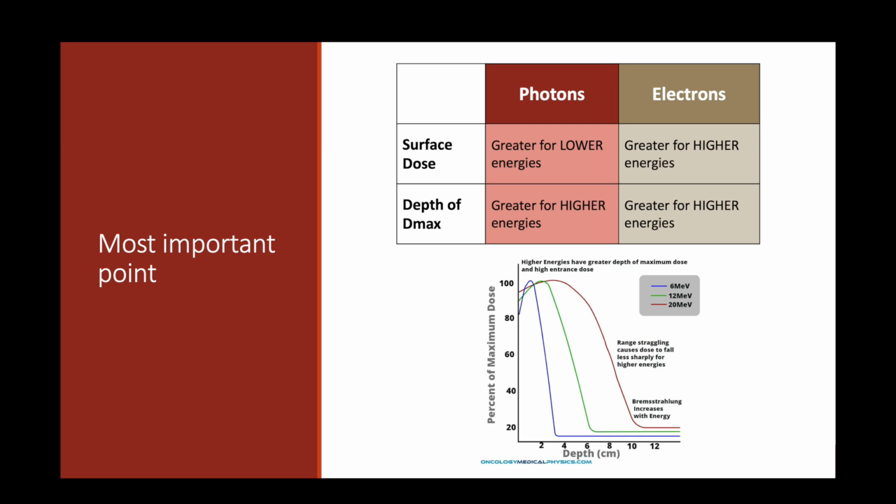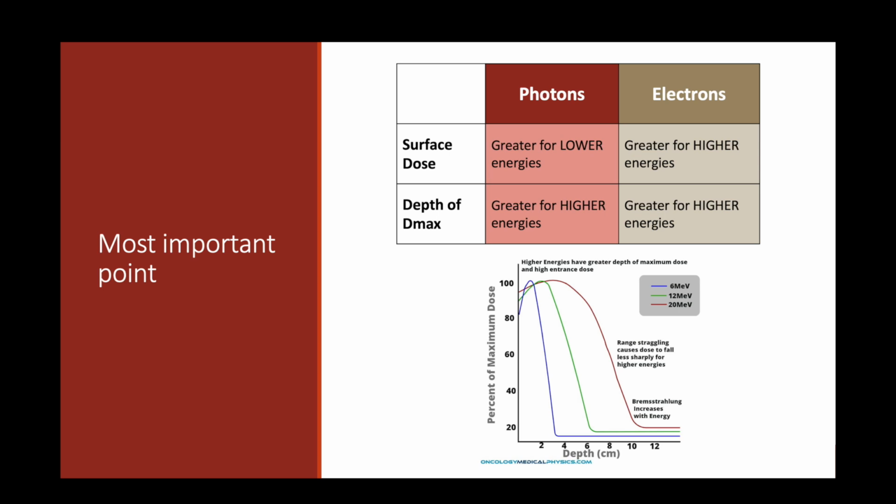The most important point, I think, and I tried to emphasize this earlier too, and I confess it was hard for me to learn this and it took a lot of time, is that the most important thing to take away for electrons is what happens to the surface dose and what happens to the depth of Dmax with different energies.